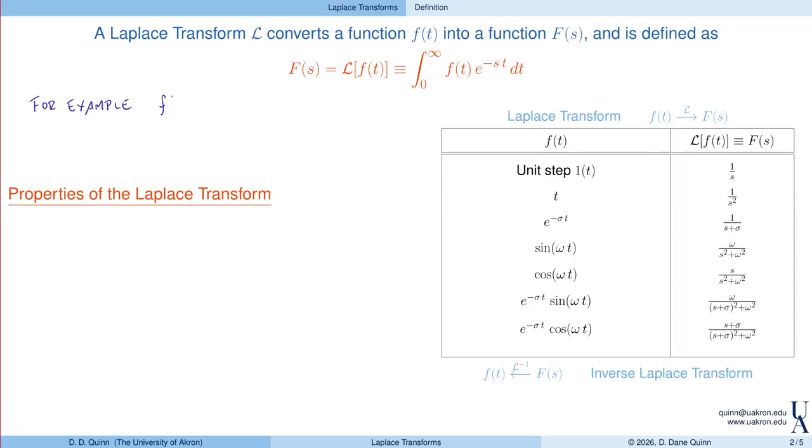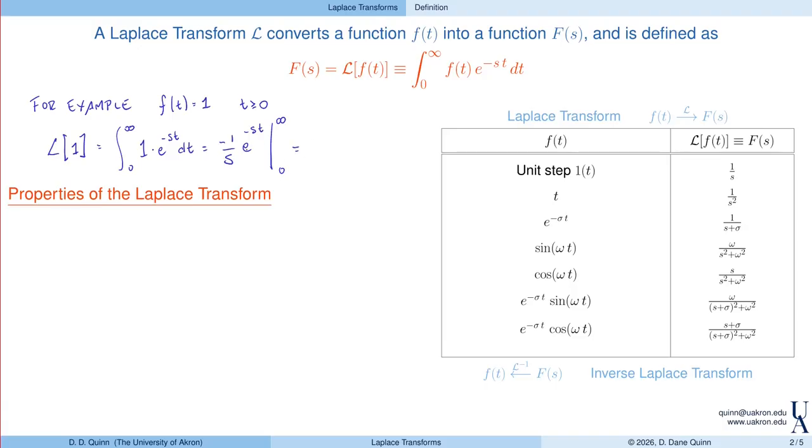For example, if we take f of t to simply be a constant, maybe 1, defined for t greater than or equal to 0, so this integral makes sense, then when I evaluate the Laplace transform of 1, I basically just put 1 in here for f of t. So I get the integral from 0 to infinity of 1 times e to the minus st dt. I can do this integral, and it ends up as minus 1 over s e to the minus st evaluated at the endpoints, t equals 0 to t equals infinity.